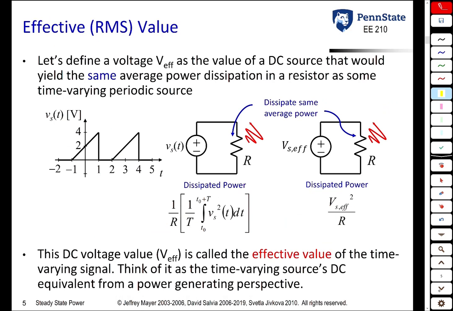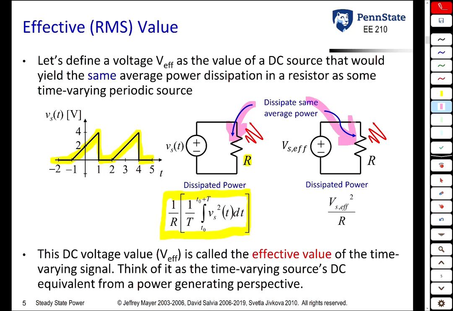So we're going to introduce a concept called effective or RMS value. So let's assume we have some time varying signal. Doesn't have to be a sinusoid. In this case, it's this triangle wave shape. And it's driving a resistor R. This resistor is going to be dissipating some average power given by this expression here. Let's imagine now a DC source driving that same resistor, and let's assume that we can adjust the source so that these two resistors are absorbing the same power.